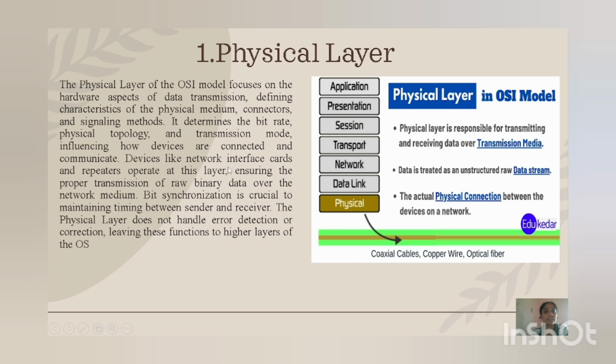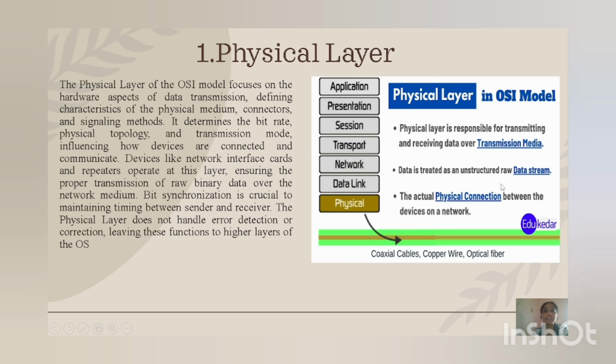Devices like network interface cards and repeaters operate at this layer, ensuring the proper transmission of raw binary data over the network medium. Bit synchronization is crucial to maintaining timing between sender and receiver. The physical layer does not handle error detection or correction, leaving these functions to higher layers of the OSI.